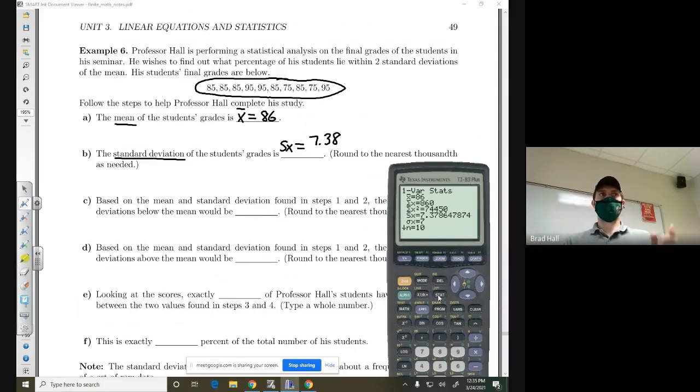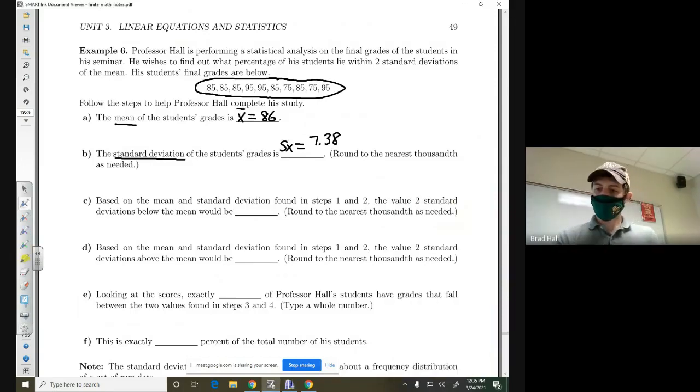Can someone confirm you got those numbers? I'm going to assume what I typed in is good. If you did not get this, just be very careful about how you typed everything into the calculator. You might have typed in 85, you might have typed in 75. Many different things happen. Okay.